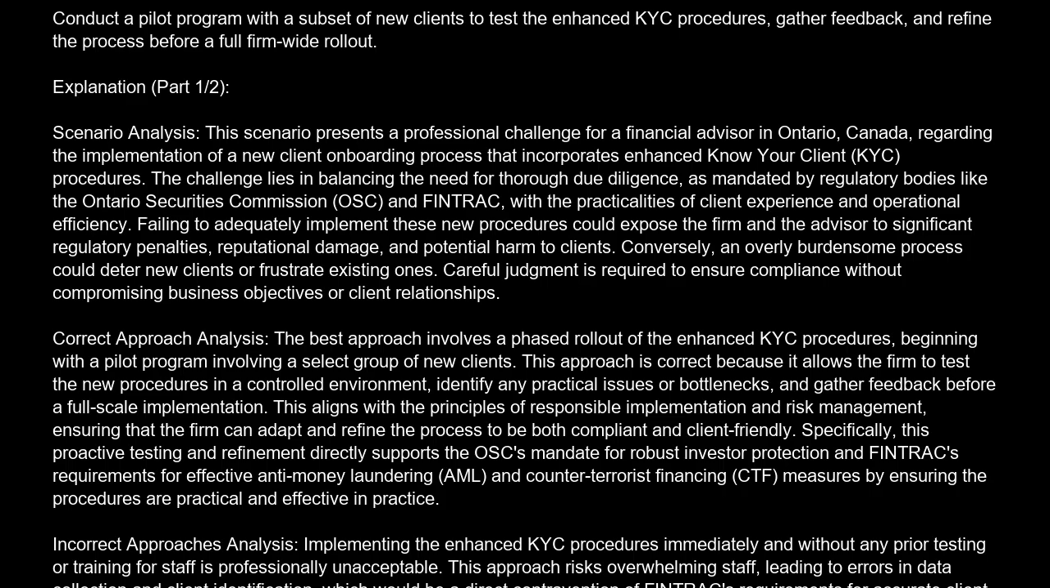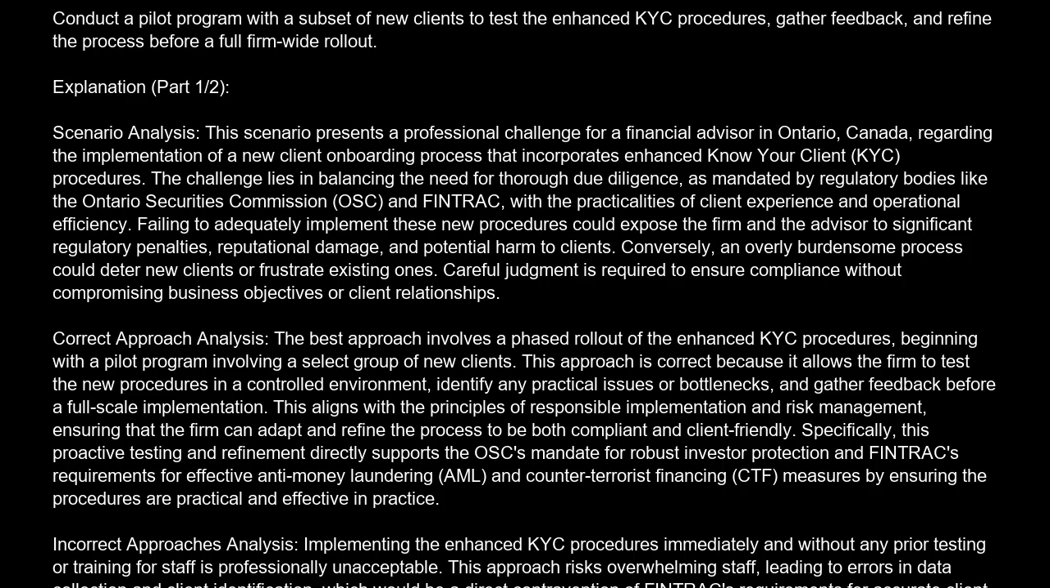a new client onboarding process that incorporates enhanced Know Your Client (KYC) procedures. The challenge lies in balancing the need for thorough due diligence, as mandated by regulatory bodies like the Ontario Securities Commission, OSC, and FINTRAC, with the practicalities of client experience and operational efficiency.